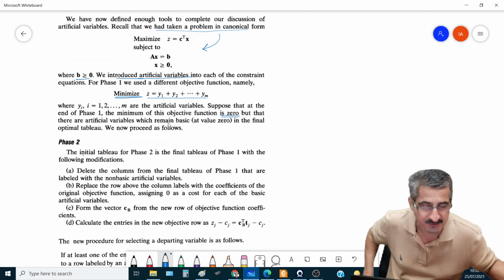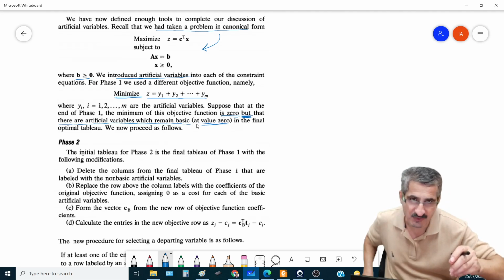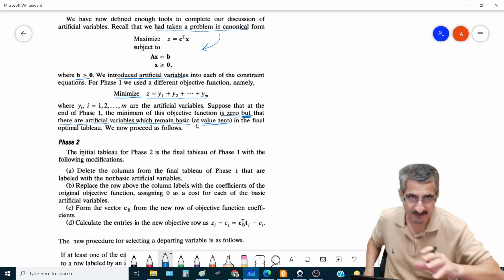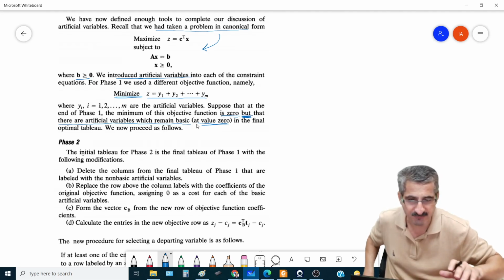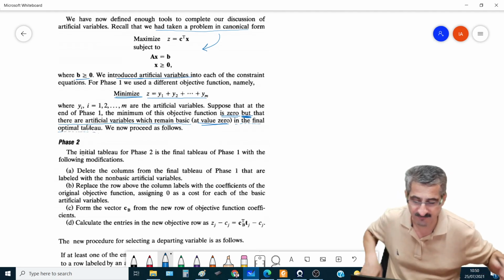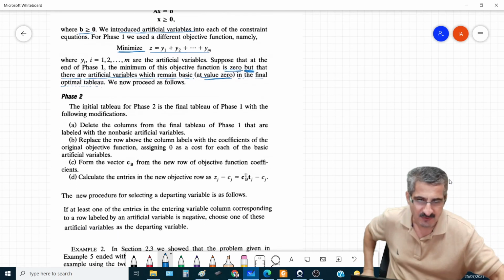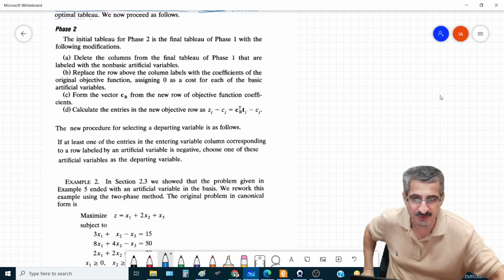This is what we want, to have 0. But there are artificial variables which remain basic at value 0. Again, if some of them remain basic at a positive value, then we are done. The linear programming problem has no solution. But some of them may stay at value 0 in the final table of phase 1. Then what do we do? Okay, what we do is the following. Phase 2, how we work it out.